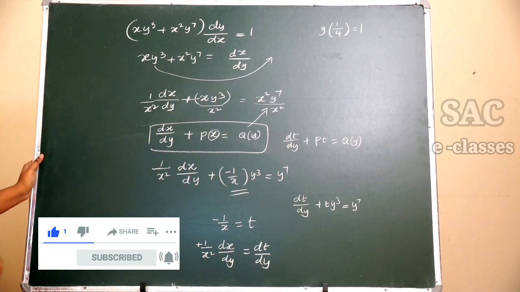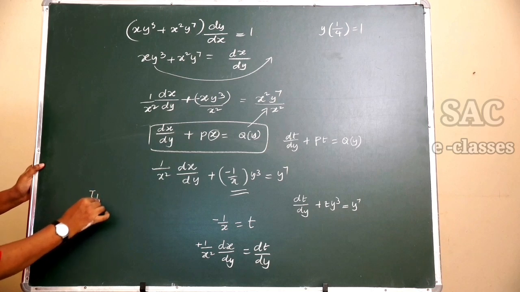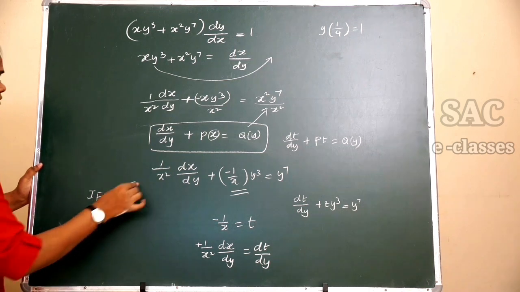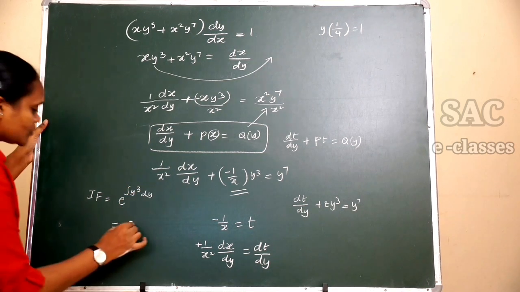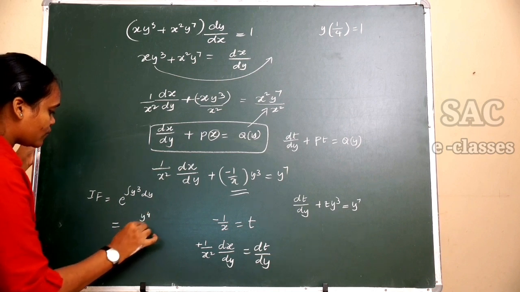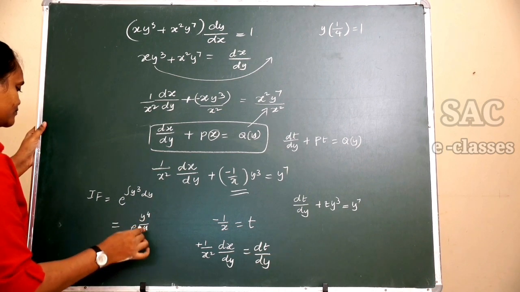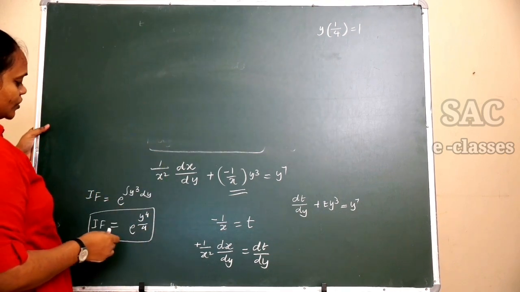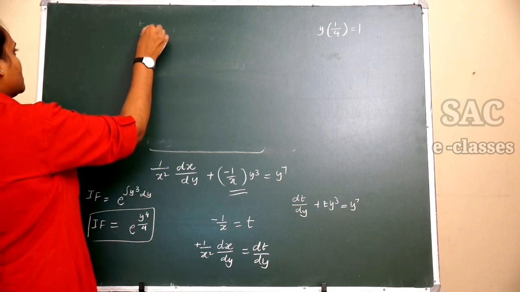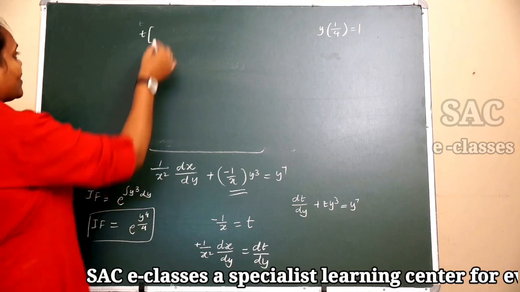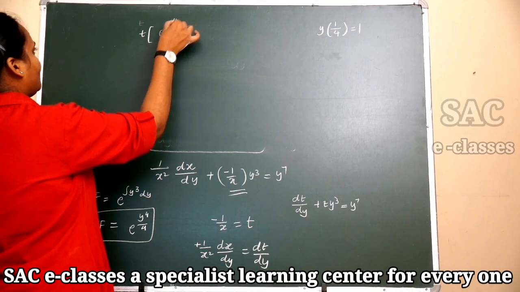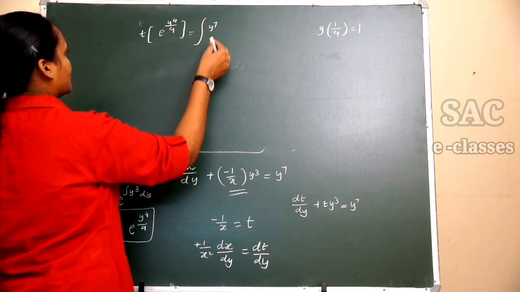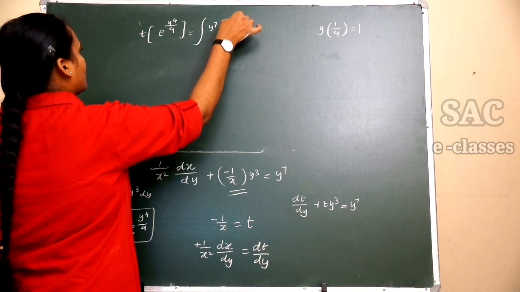Now it is possible to take the integrating factor, which is e power integral of y cube dy, so e power y power 4 by 4. This is the integrating factor, but the problem was not completed. Now the solution of this one is t into the integrating factor. What is the integrating factor we got? e power y power 4 by 4 is equal to integration of y power 7 into e power y power 4 by 4 dy.